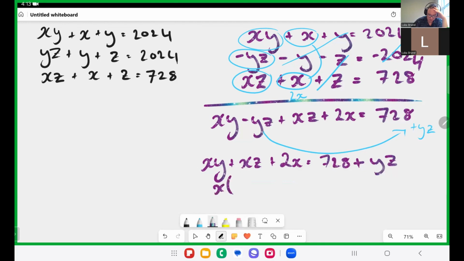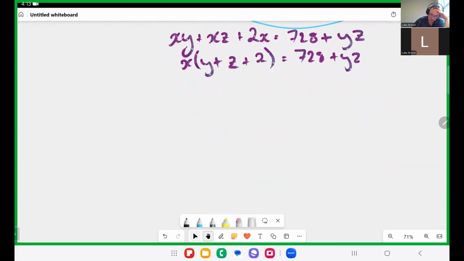So x times (y plus z plus 2) equals 728 plus yz. Now what I'm going to do is, again, opposite on the other side: y plus z plus 2 is going to give me x.